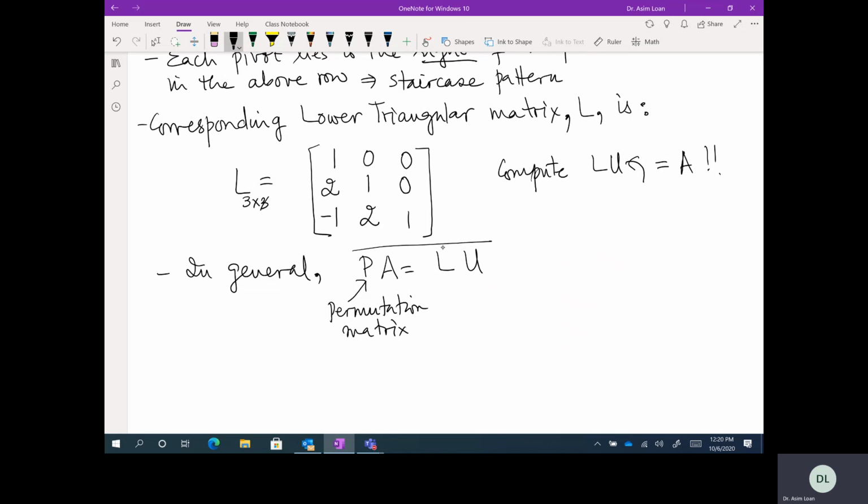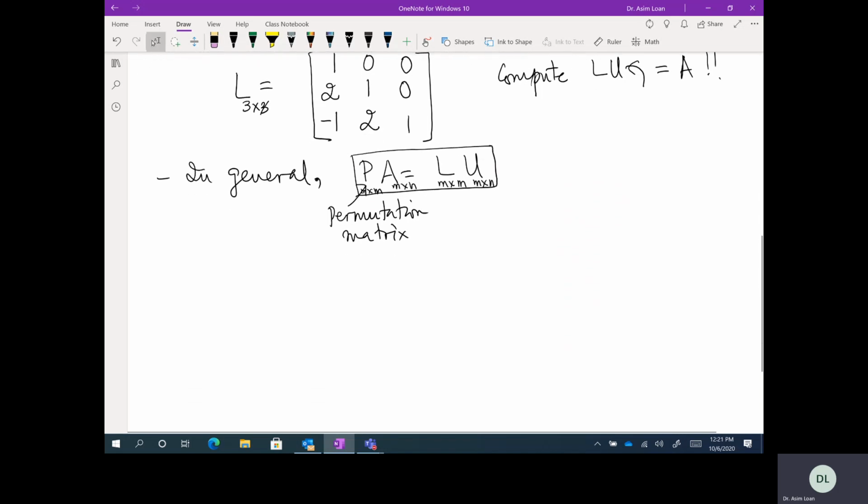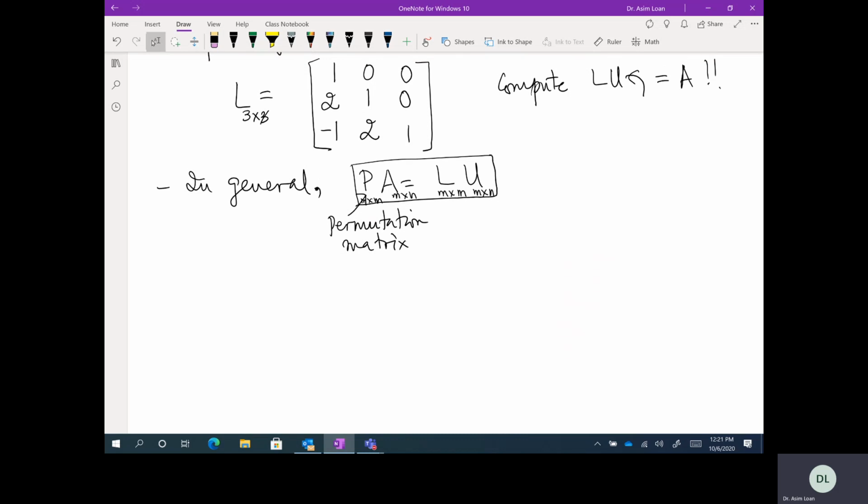So this is, in general, true, but here we do not require a row exchange. Where A is M by N, this is M by M, and this is M by N, right? And this is also M by N. This is also M by M. So we have an M by N matrix over here. Okay. And how do we get R from U?